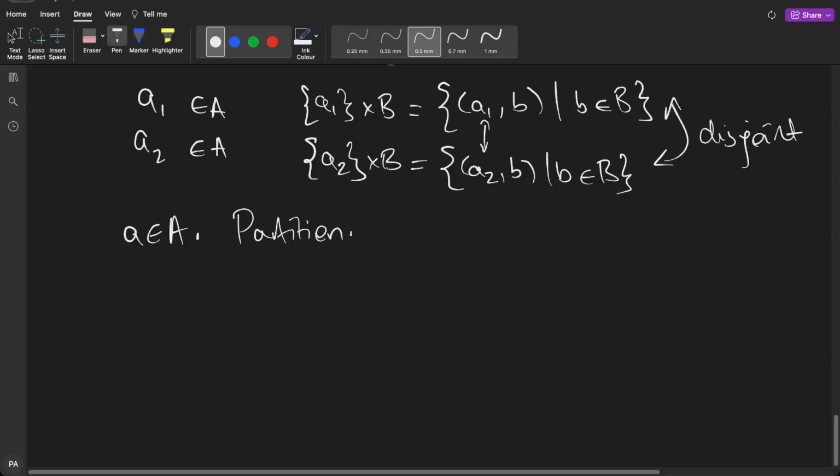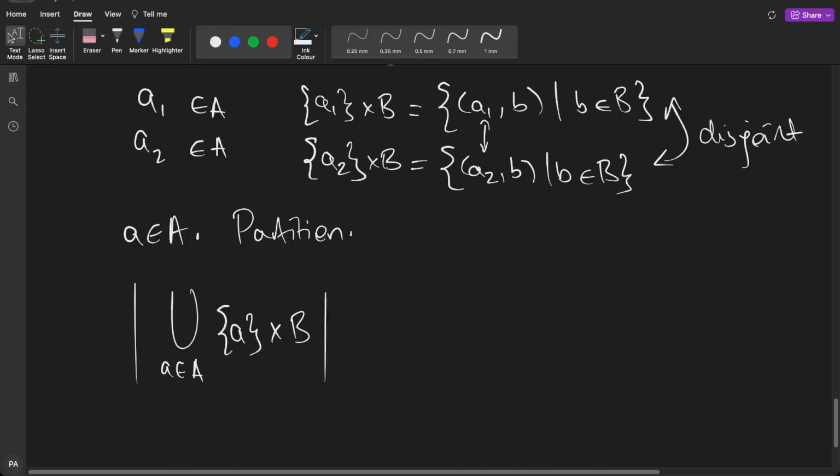Now, since we know that these are disjoint, we're able to take the union of sets of this form and have their size taken. Remember that by the sum rule, if we have the union of multiple sets which form a partition, then that is just the sum of the sizes of those individual sets.